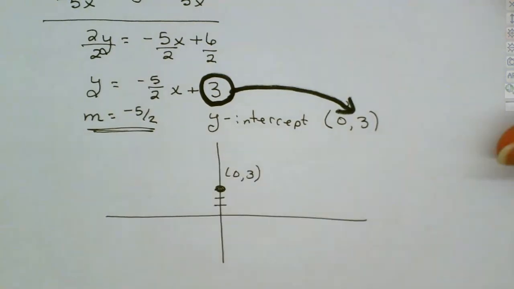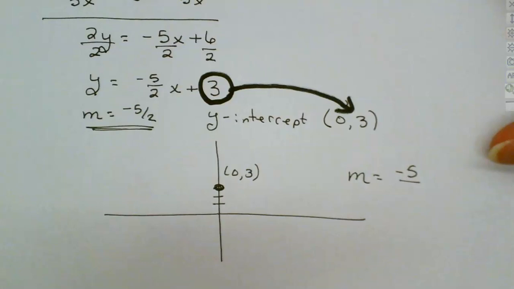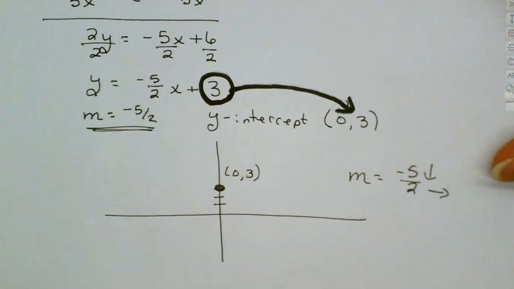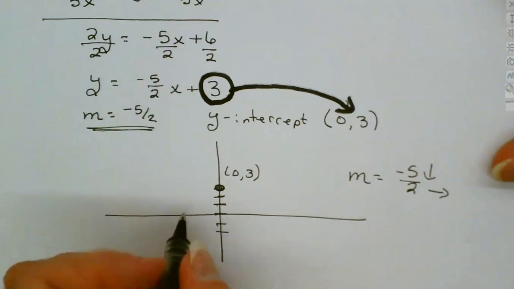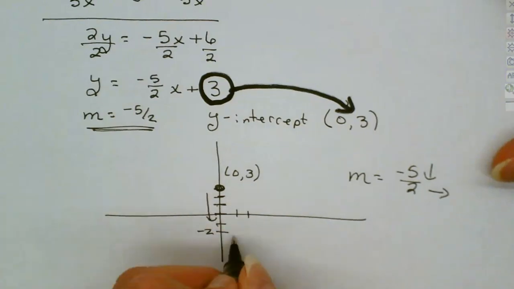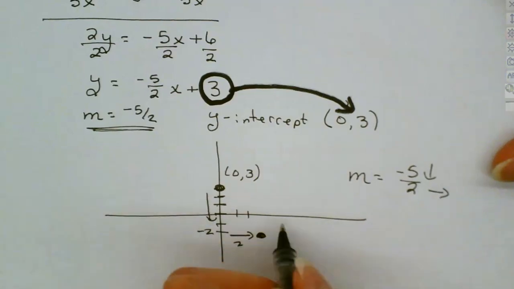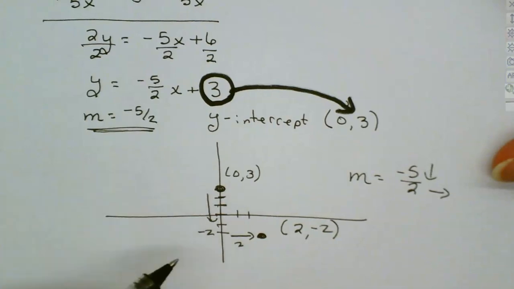And what are we going to do for my slope? Okay, my slope is minus 5 over 2. So that means we go down 5 units and over 2. So down 1, 2, 3, 4, 5. So that looks like it's about a minus 2. So we're going to go down 5 units. And then we're going to go over 2 units. And that makes my new point, if I label it, it looks like 2, comma, negative 2, doesn't it? Because we went down 5 units, over 2.